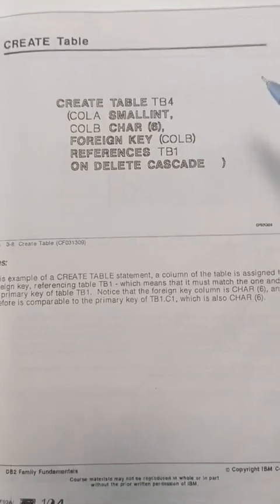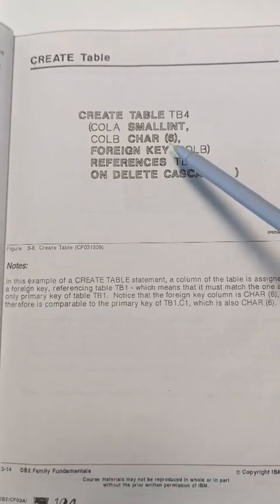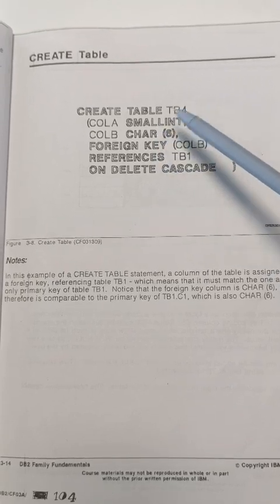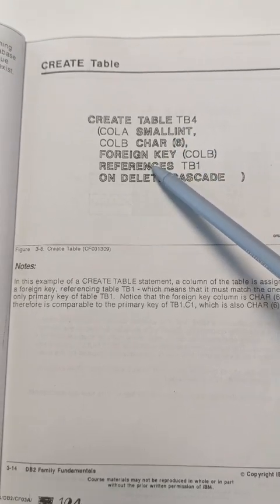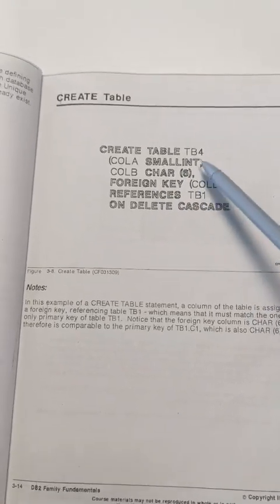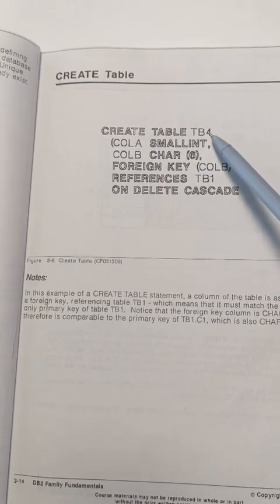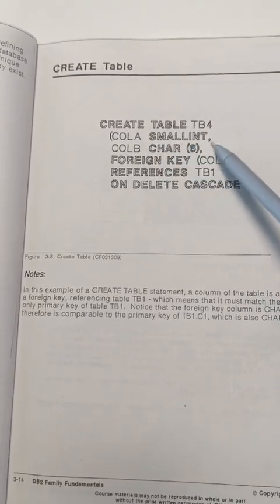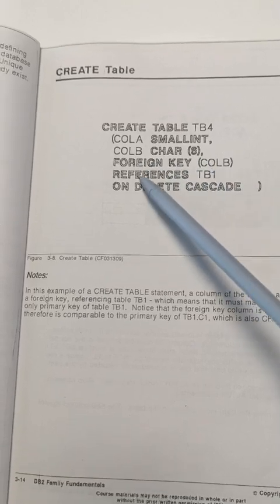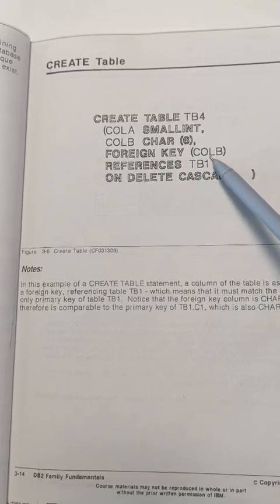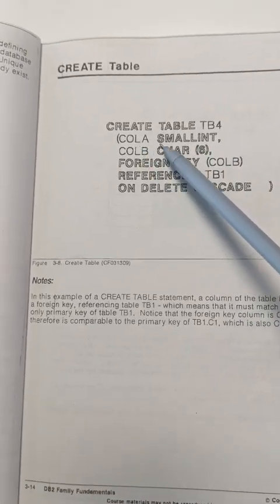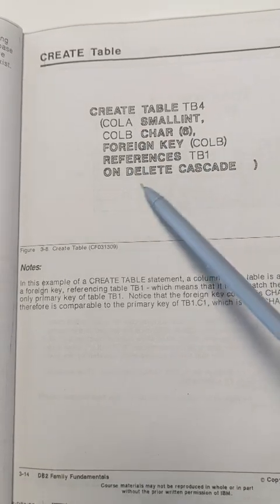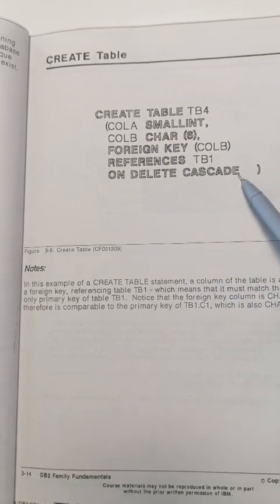Here also they are similar, like create table, but along with the primary key, here they show how to create the foreign key for the parent table. This is the syntax for create table, table 4, with column A as small integer, column B as char of 6, and a foreign key on column B. This table has the foreign key column A, which references table 1, with delete cascade.